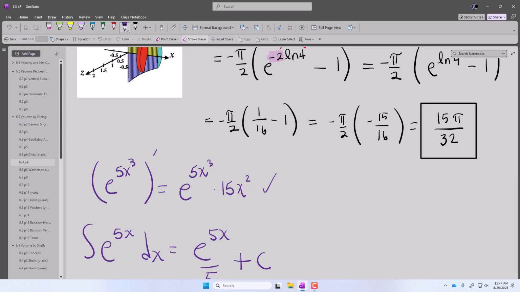How does the -2 get moved into the exponent on ln 4? Yes, great question.